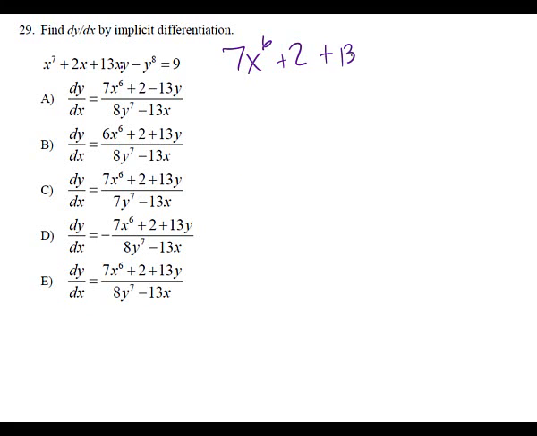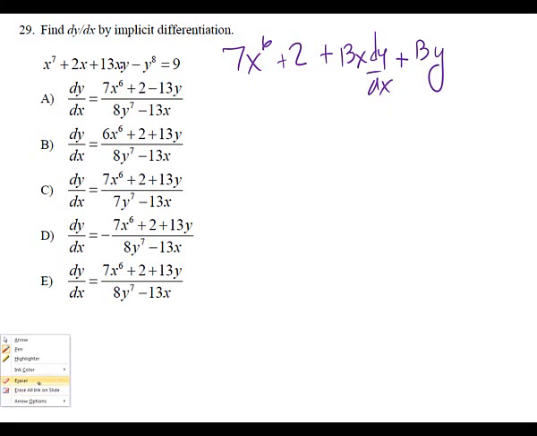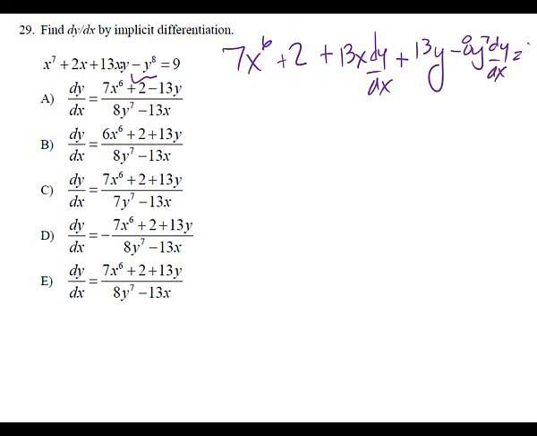So, plus, keep the first. What's the derivative of the y? dy/dx. Plus, keep the 13 and the second, right? What's the derivative of the x? dx/dx. I know it looks like a b, I'll fix it. Okay, 13. All right, and then now we still haven't done the derivative of that negative y to the 8th. So negative what? 8y to the 7th dy/dx equals 0.